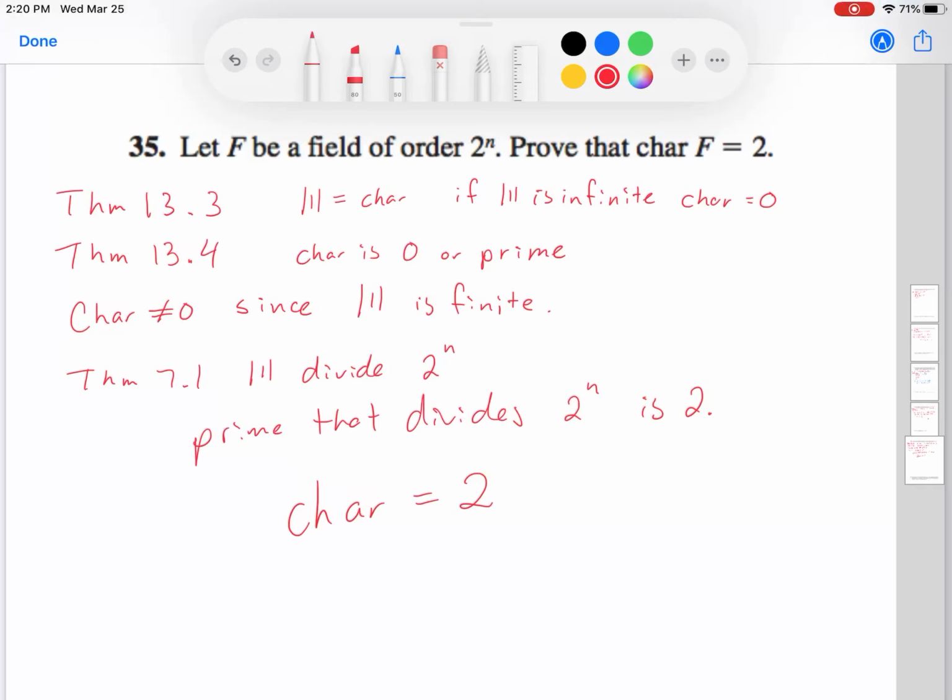So really, we were able to just reference 3 theorems that we know. Keep in mind that all fields are integral domains. And we were able to then say, hey, we know the characteristic without knowing really anything about our group besides that its order is 2 to the n.